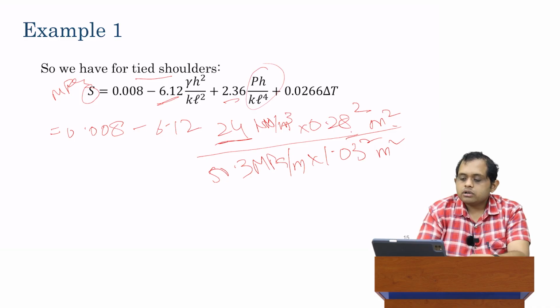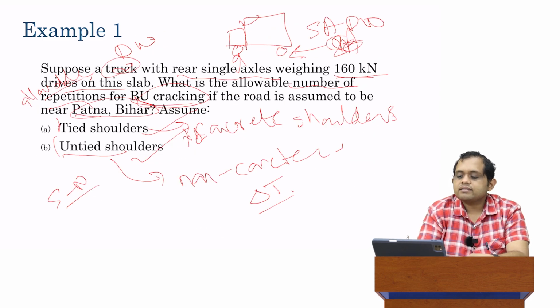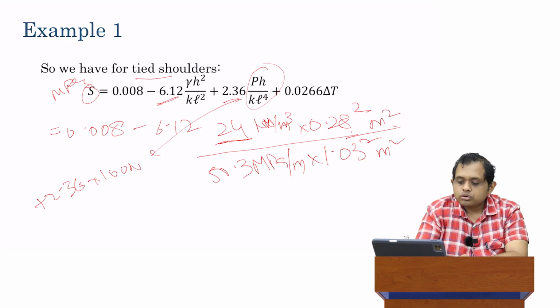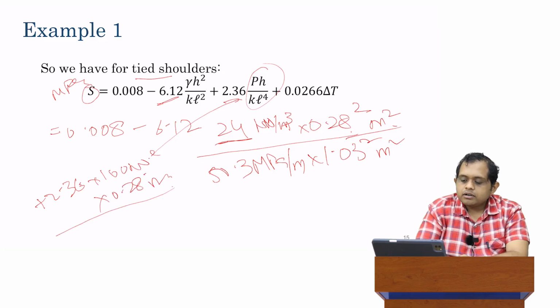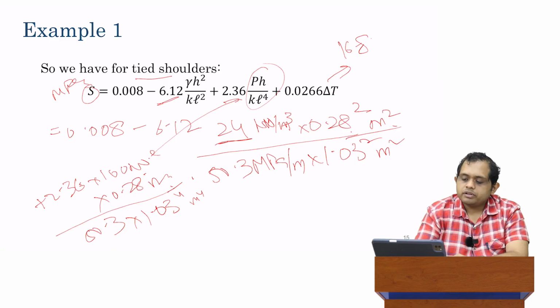Okay, if you look at this particular term over here, this is going to be plus 2.36. P is 160. So if you go back to the problem, let me remind you of this. It was given the single rear axle weighing 160 kilonewtons. Again, kilonewtons. So P is necessarily going to be 160. It's 160 kilonewton into H, so it's 0.28 meters, divided by K, which is 50.3, same units, into L power 4, so 1.03 power 4 meter power 4. And then delta T, we already saw, we are going to use 16.8 degrees Celsius over here.